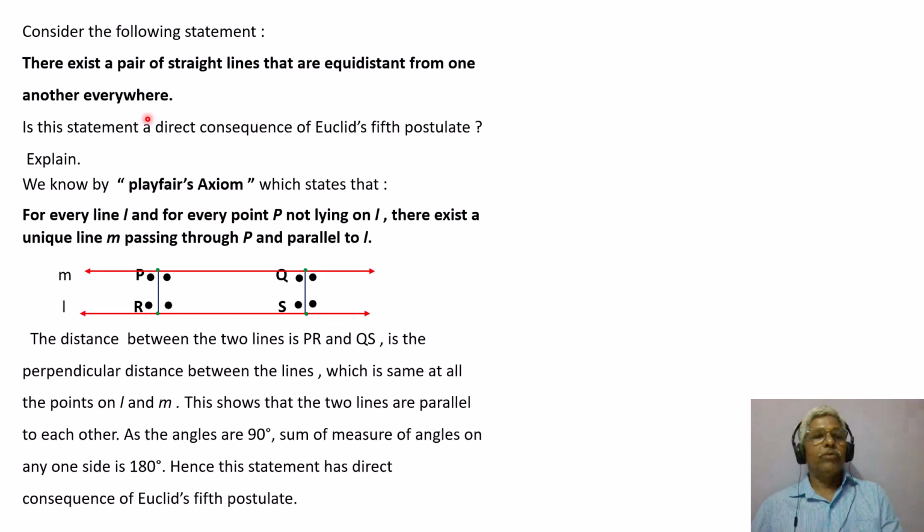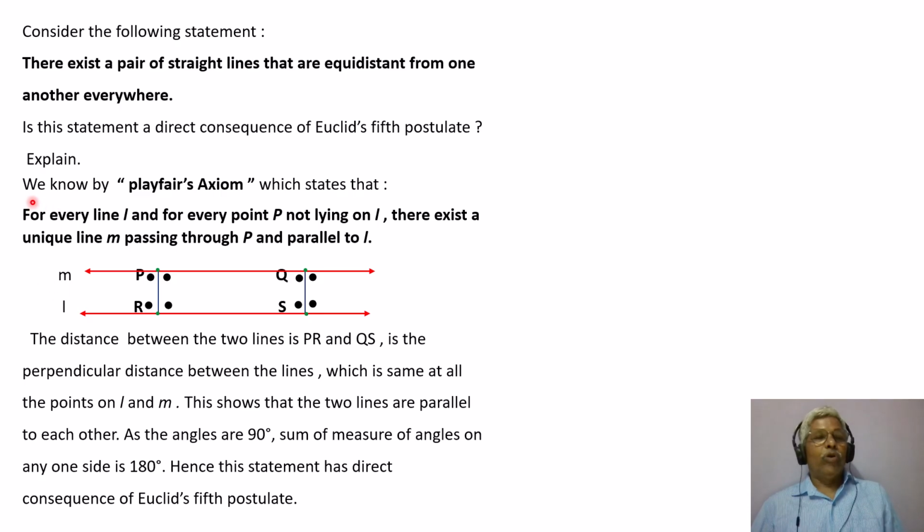A very important and very intelligent statement and explanation. Go through this very carefully. Consider the following statement: there exists a pair of straight lines that are equidistant from one another everywhere. Is this statement a direct consequence of Euclid's fifth postulate? We have to explain that, and whether this statement has any relation with Euclid's fifth postulate.